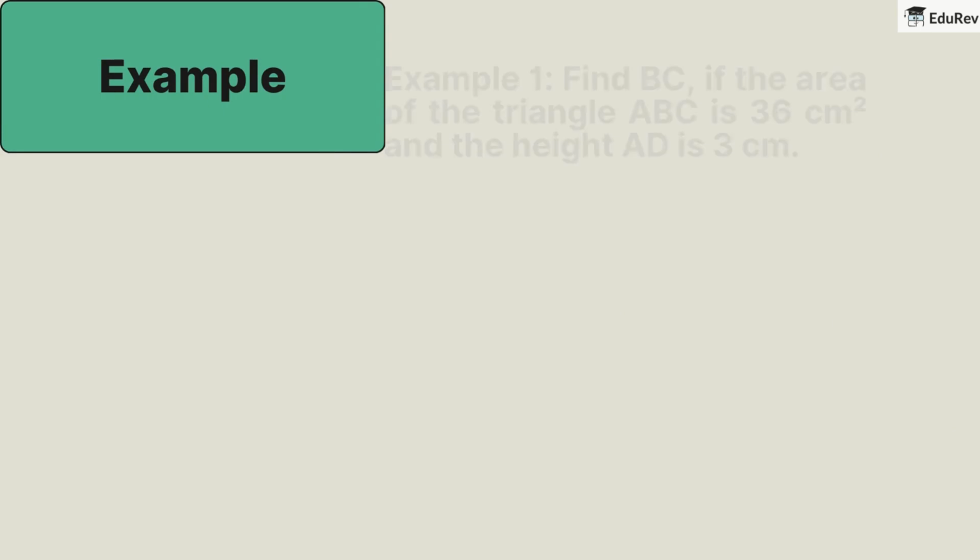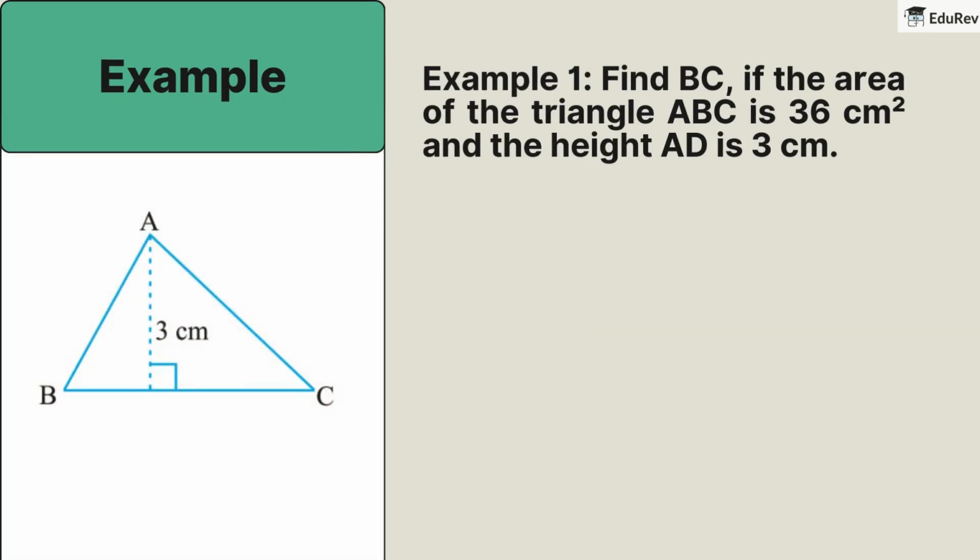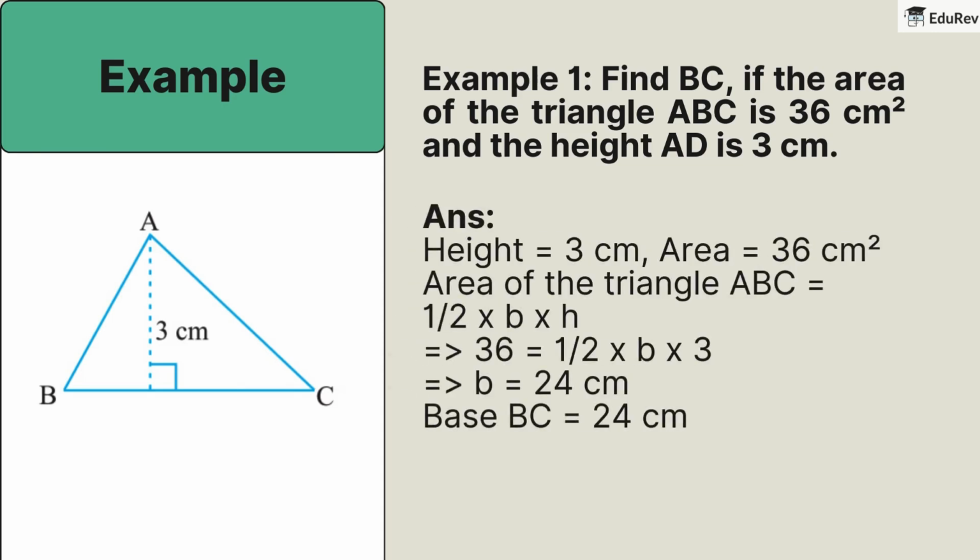For example, if the area of triangle ABC is 36 square centimeters and the height AD is 3 centimeters, using the formula of triangle, we can set up the equation 36 is equal to a half into B into 3, which gives us B is equal to 24 centimeters. Thus, the base BC is 24 centimeters.